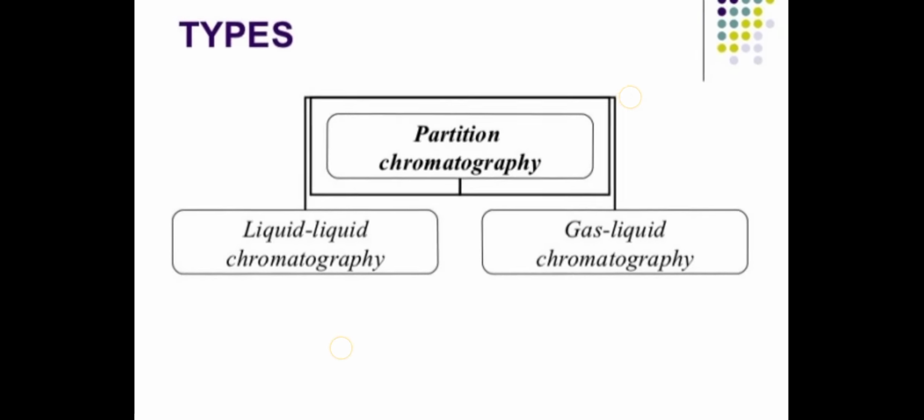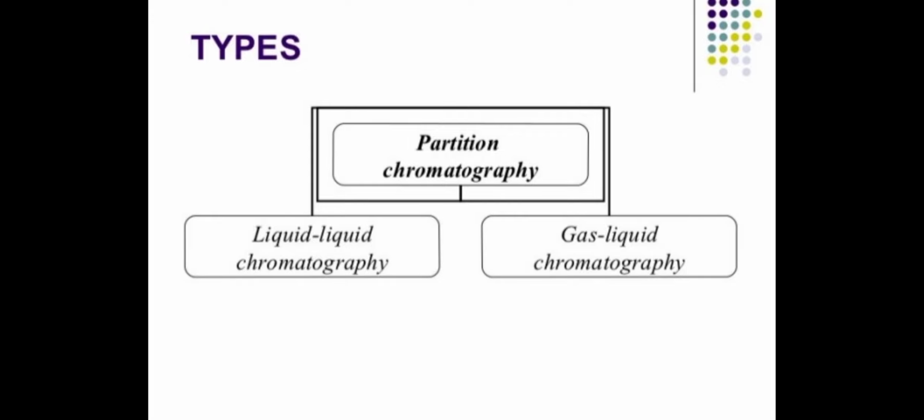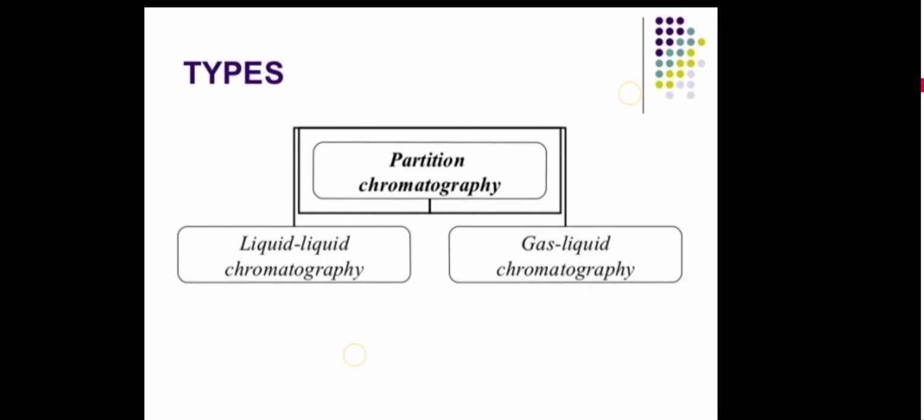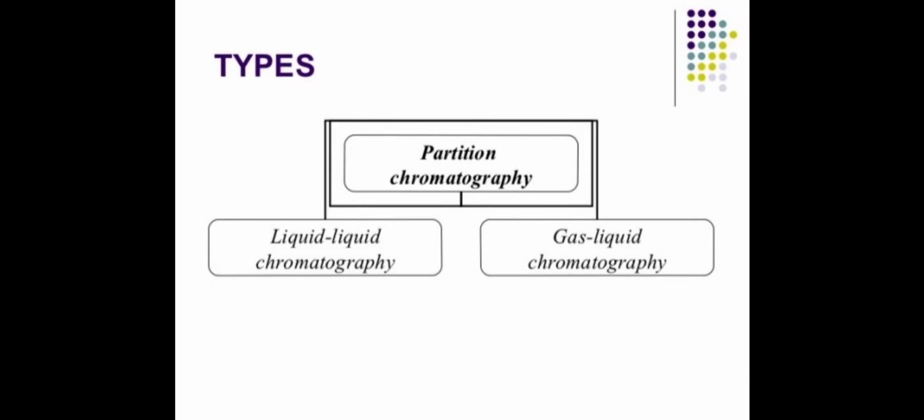Now, partition chromatography is of two types: liquid chromatography and gas liquid chromatography. So the mobile phase can be liquid or gas, but the stationary phase will always be a liquid on the solid support. So I think it is clear.